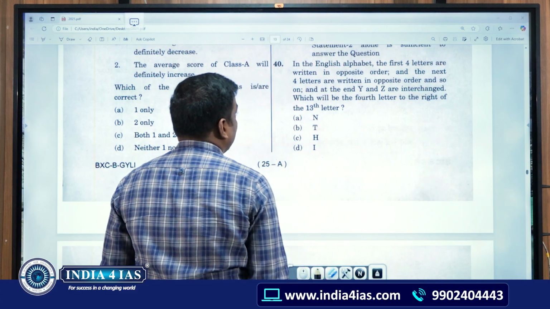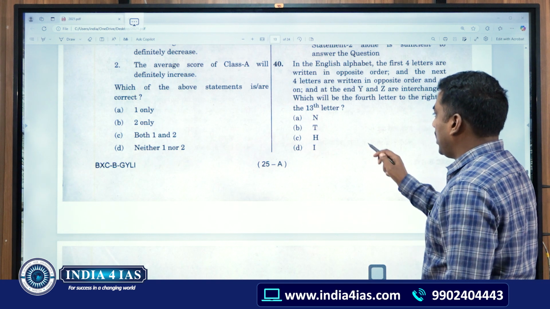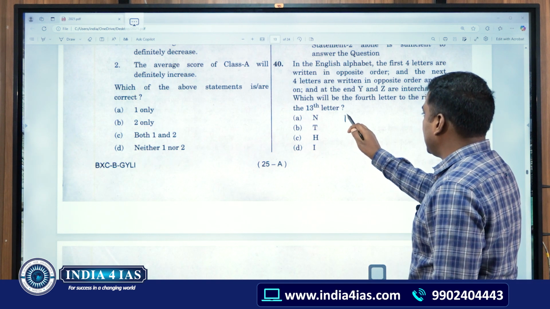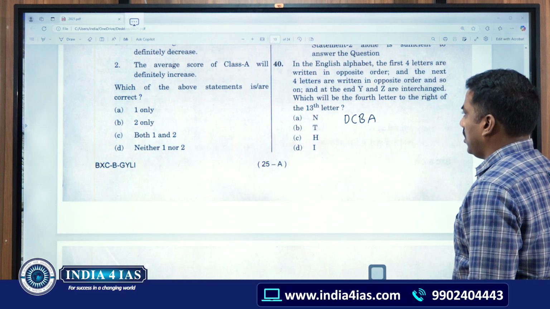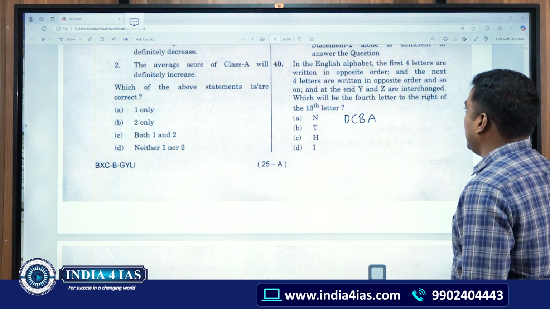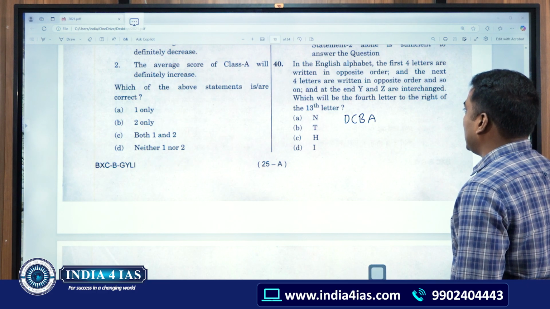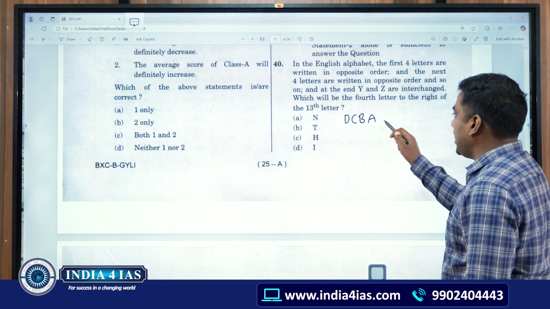In the English alphabet, the first 4 letters are written in opposite order. First 4 letters A, B, C, D. So let's say that is D, C, B, A, and so on. First 4 letters are written in opposite order, and so on. And at the end, Y and Z are interchanged.